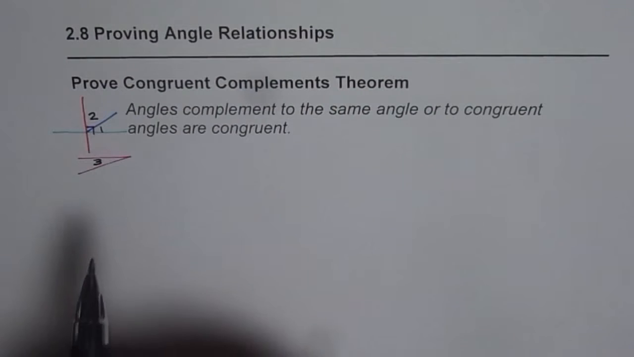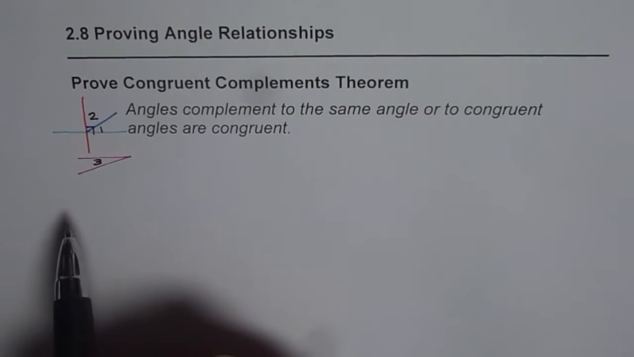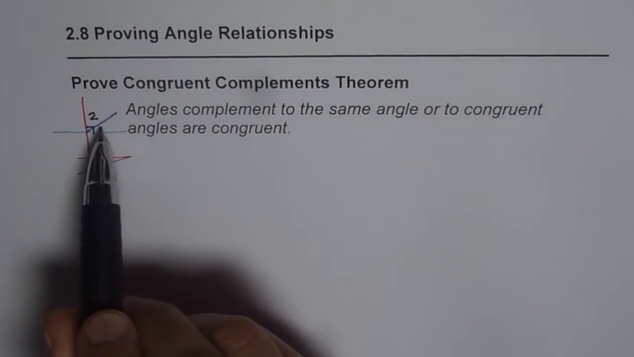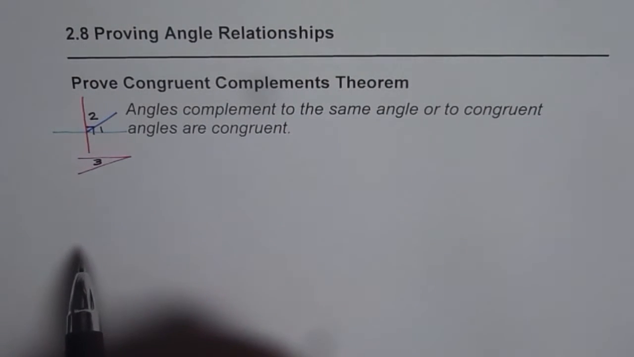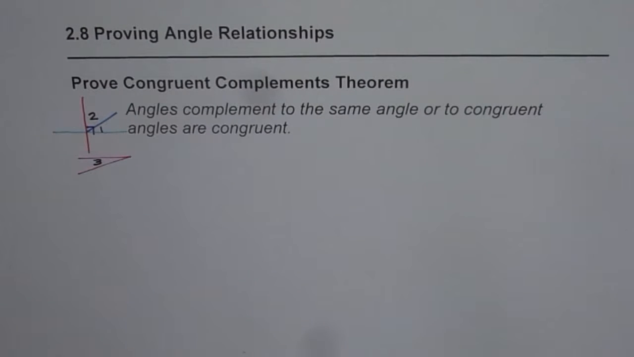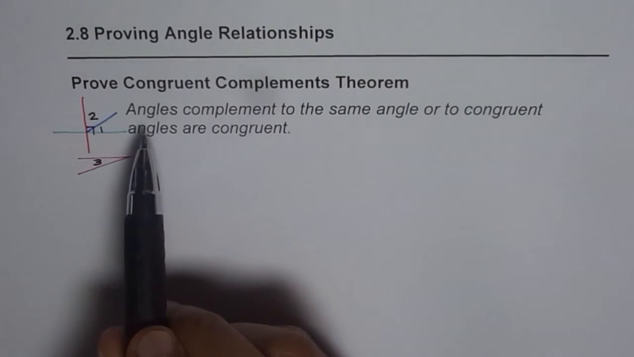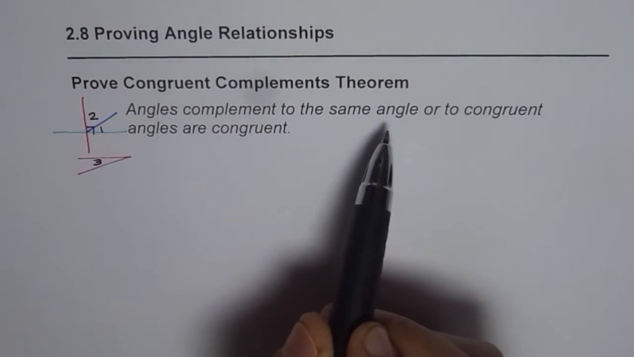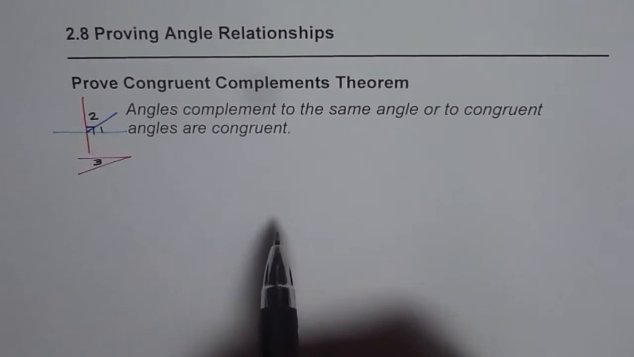Now the theorem states that if two angles, 1 and 2, are complementary, and if one of these is complementary with a third angle, then the first and the third angles are also congruent, right? They are congruent angles. So that is what the theorem is. Let me state the theorem as such. It says angles complementary to the same angle or to congruent angles are congruent, right?